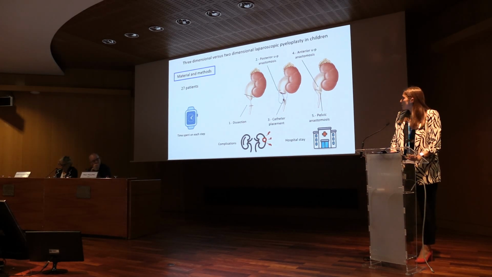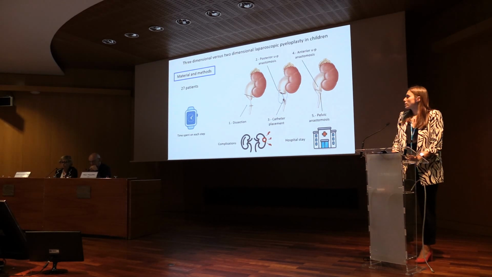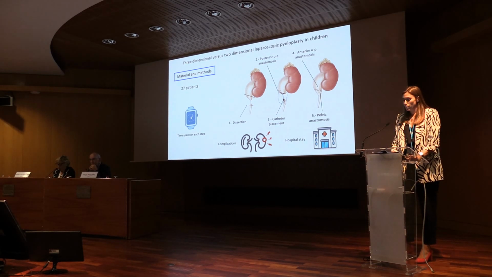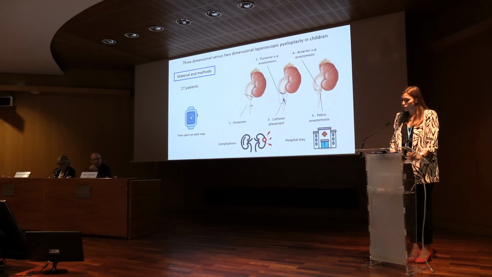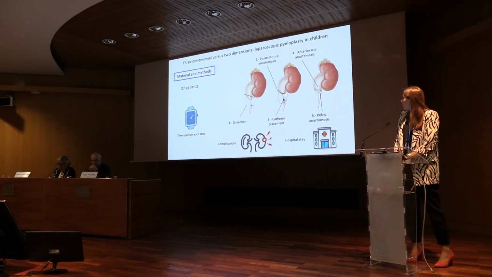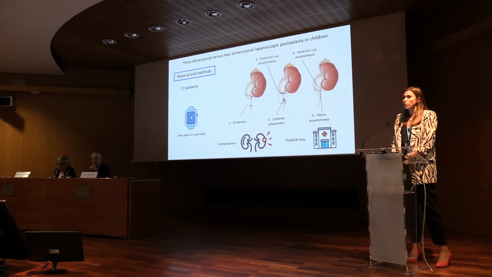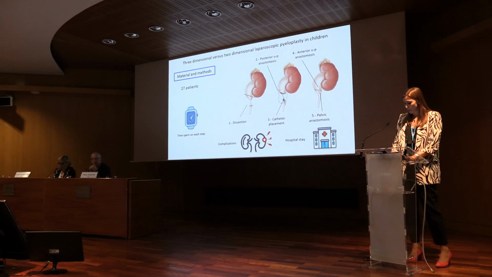We divided the surgery into 5 steps: dissection of the UPJ, the posterior ureteropelvic anastomosis, the catheter placement, the anterior ureteropelvic anastomosis, and the pelvic anastomosis. And we measured the time we spent on each step, the complications, and hospitalization.